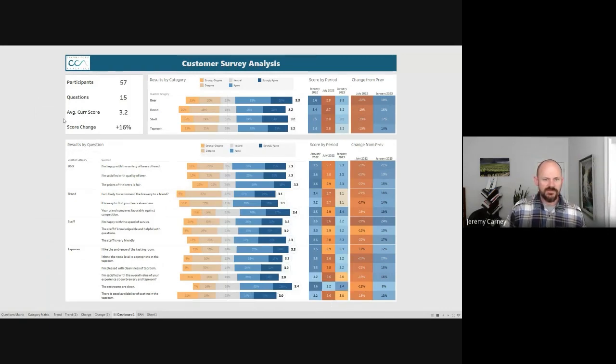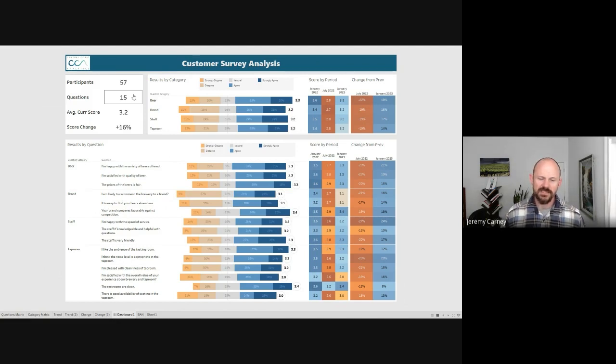First up, in the upper left, we're just seeing some statistics on the survey. In this case, we had 57 of our customers respond to 15 unique questions. The average score was 3.2. What that means is these 15 different questions that we gave our customers are actually statements. And we asked each customer to rate each statement: do they strongly disagree? Do they disagree? Are they neutral? Do they agree or do they strongly agree?